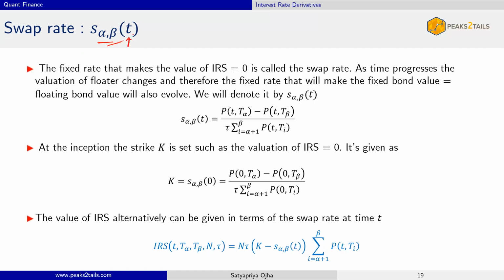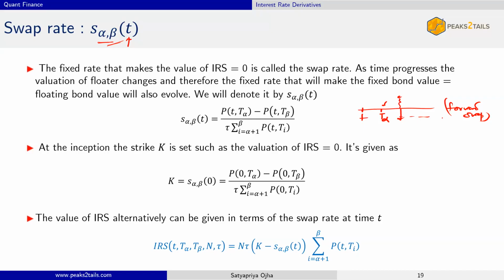It is defined at any time T, because it depends on your valuation date. The IRS contract remains the same, but your T moves forward. So here is another important detail. If your T is here and T alpha is here, this is called a forward swap. Because your payments start later, you can think of it like this: the first reset date is in the future. Payment will start here, floating, fixed, whatever. Forward swap.